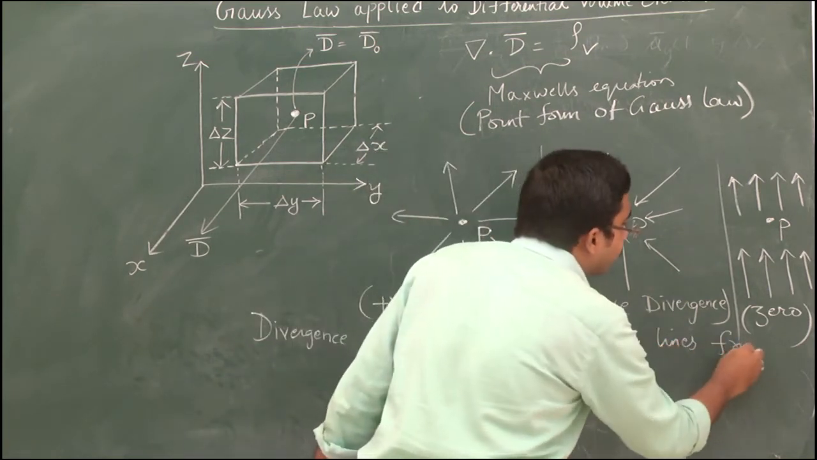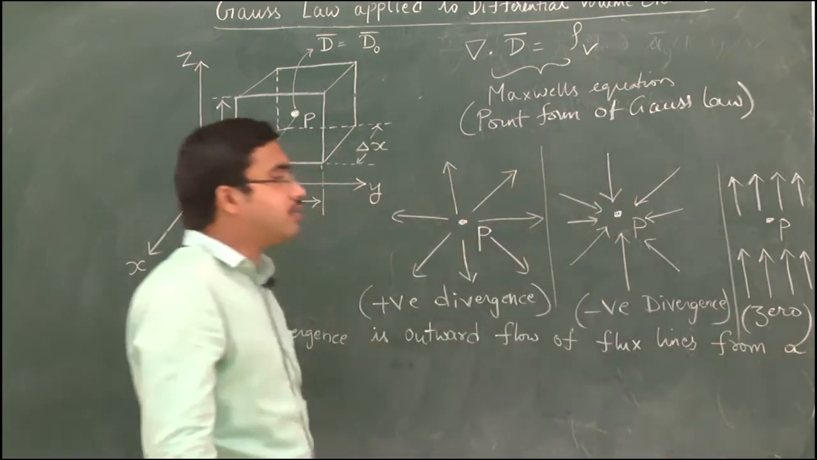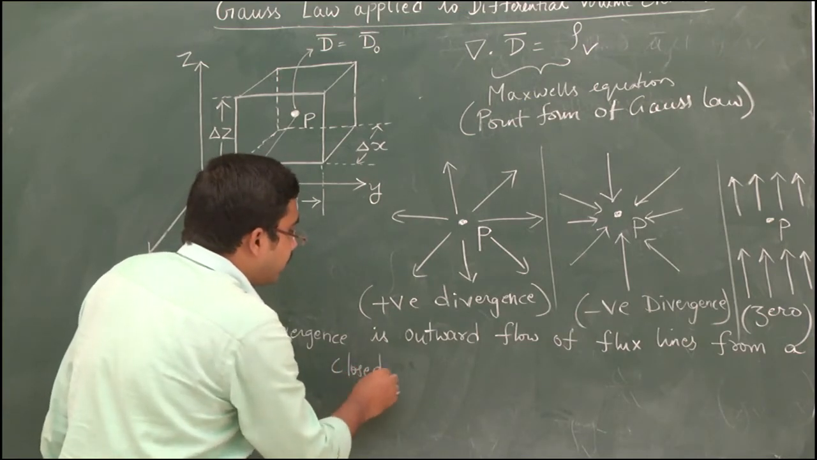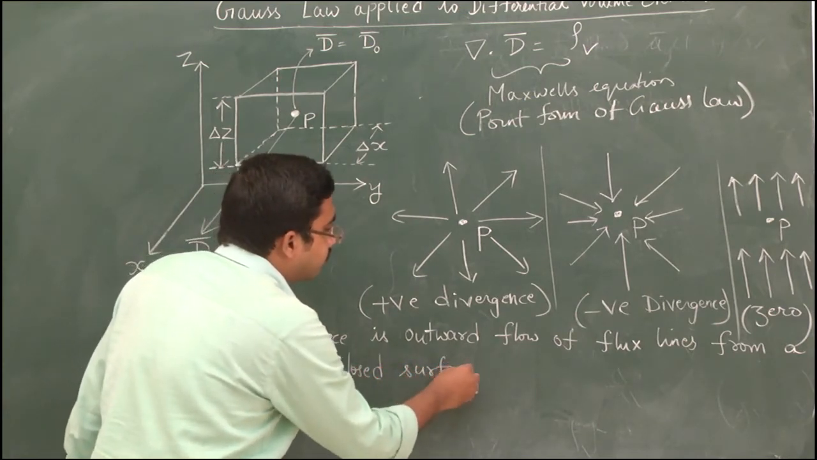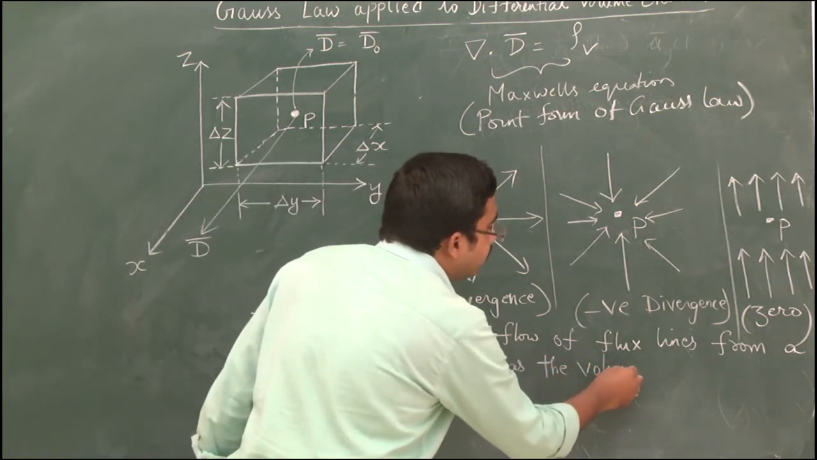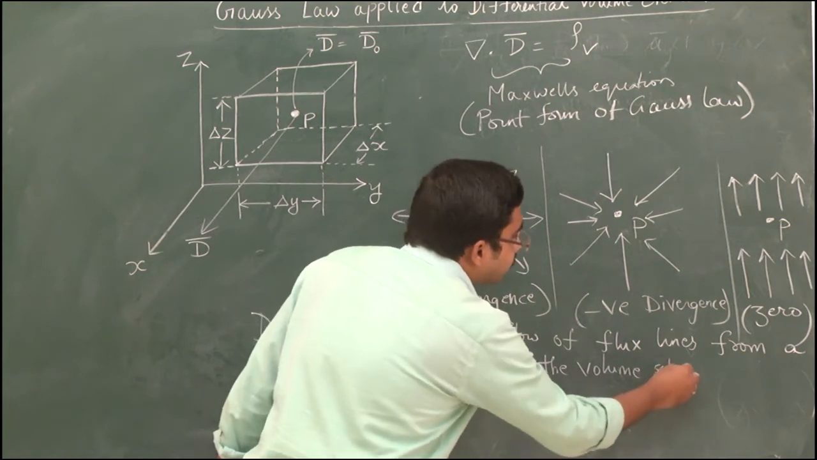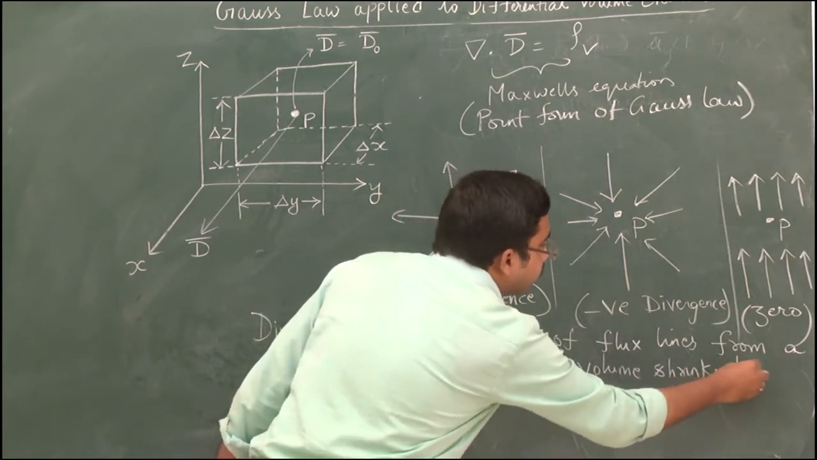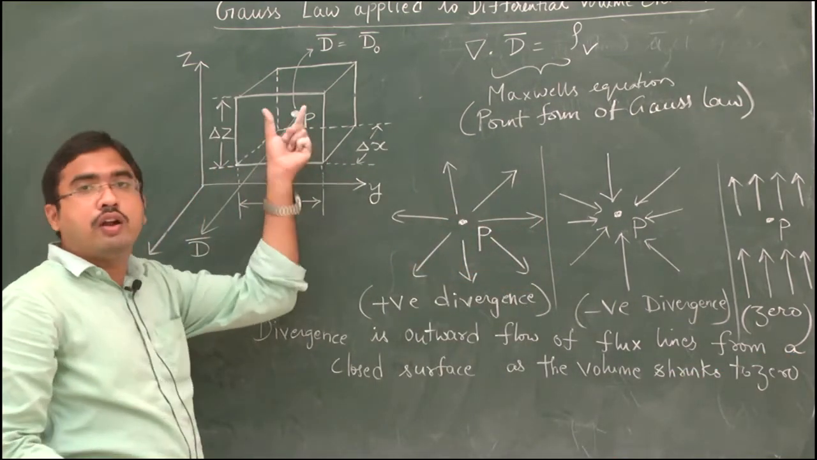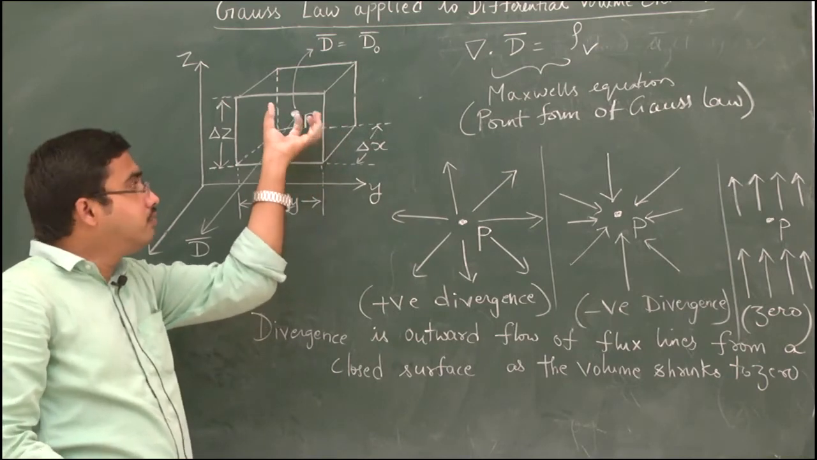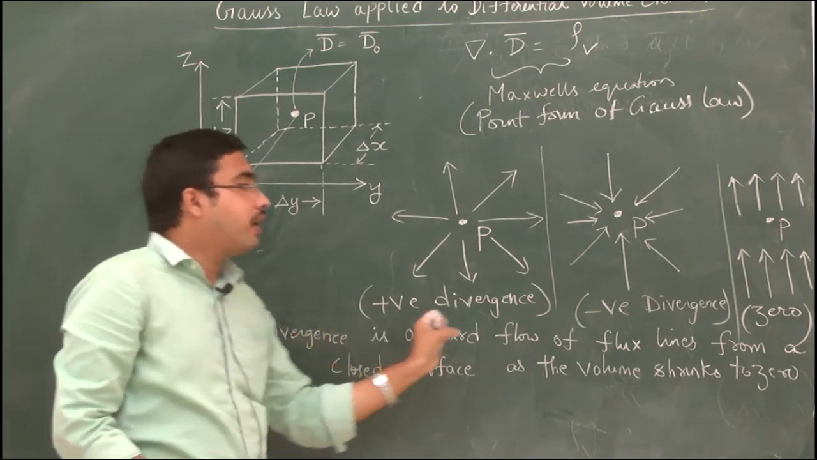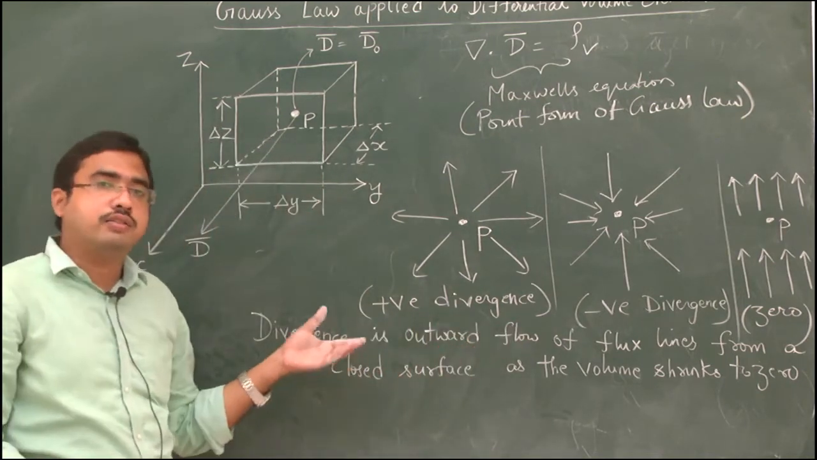from a closed surface as the volume shrinks to 0. That means this volume will not stay constant. It will become 0 at some time. So as the volume becomes 0, the outward flow of flux lines from the closed surface is called as divergence.